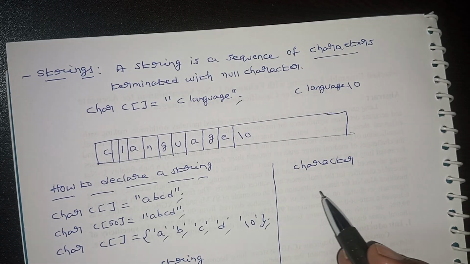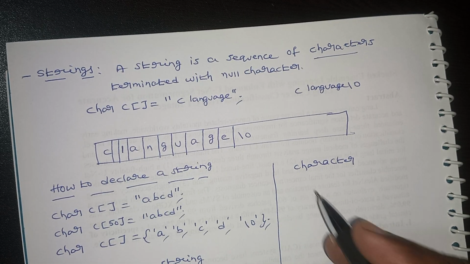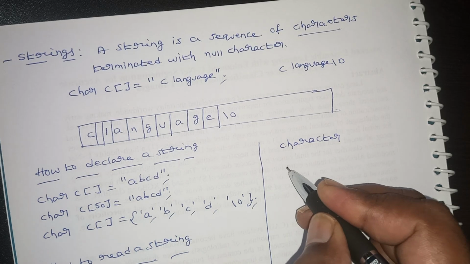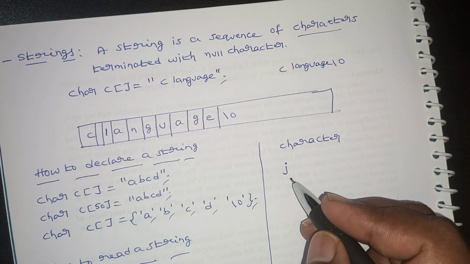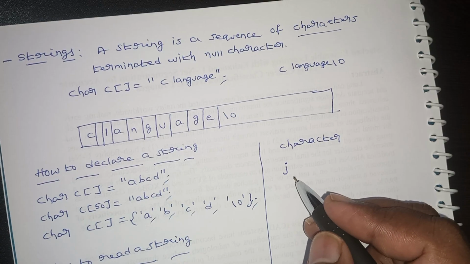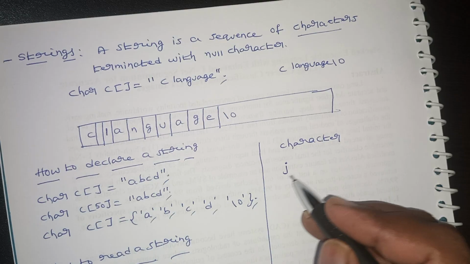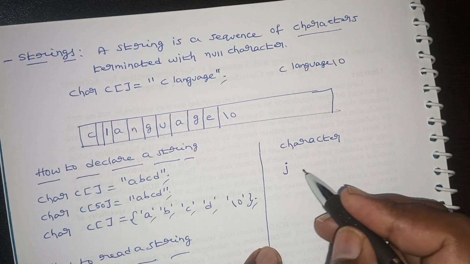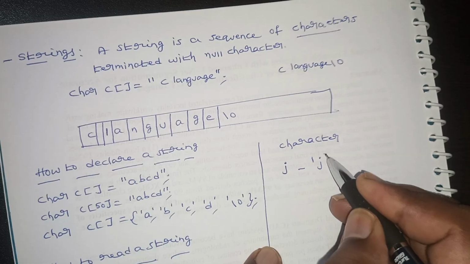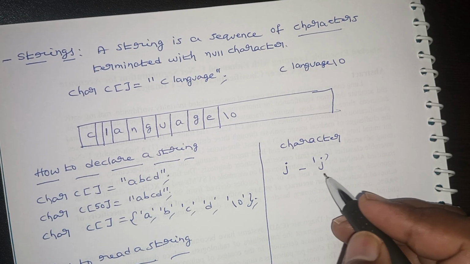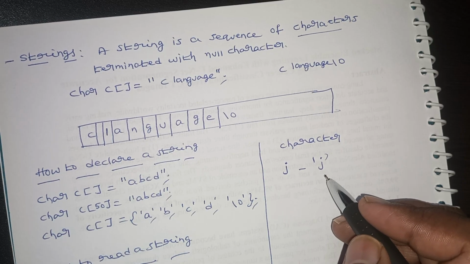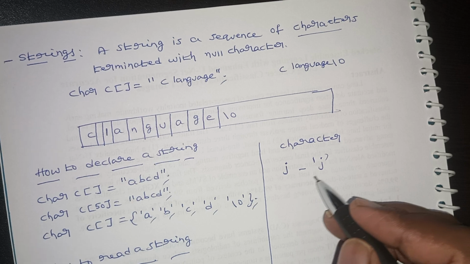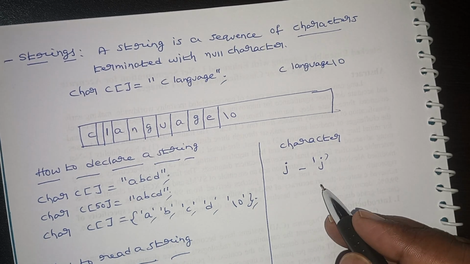First of all, we have to know what a character is. Generally, if you take J, according to the C programming language, what is J? J is an identifier, or you may call J a variable. You represent the same J in single quotes. Now this is not a variable. This is the character constant. That is what is called a character. When you represent anything in single quotes, that is called a character.